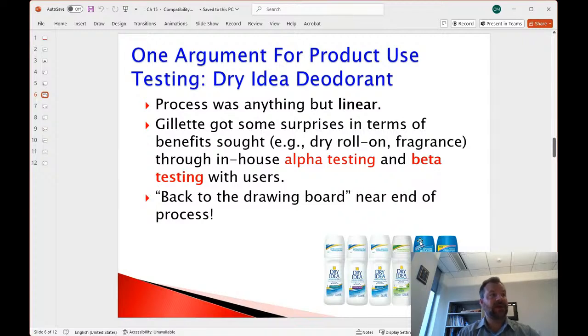What they found is they got some surprises: customers wanted dry roll-on. They had certain fragrances they liked. And again, one of the things I mentioned earlier, in the previous stage you're doing concept testing, and a fragrance is not something you can concept test. You can only test that out once you have a finished product. So you really have to do product testing for something that has a fragrance. And in this case, they had the wrong fragrance, essentially. So they had to go back to the drawing board to make sure that they got the right one.